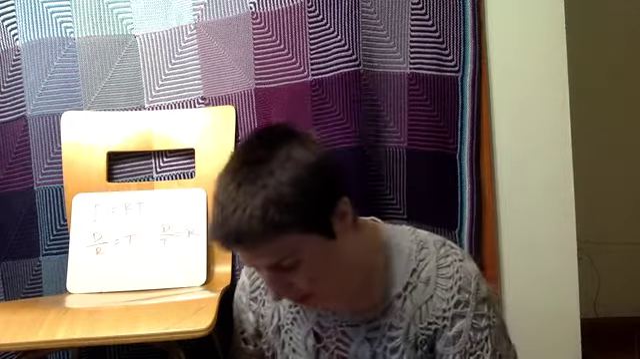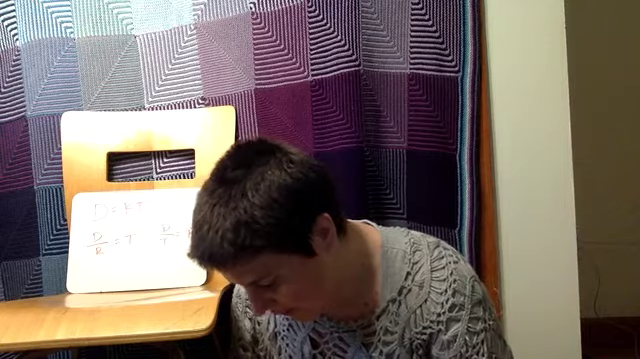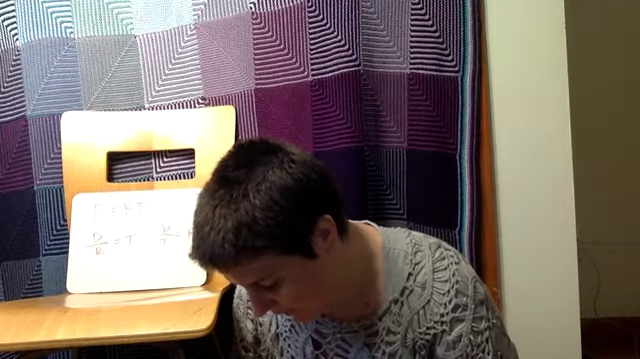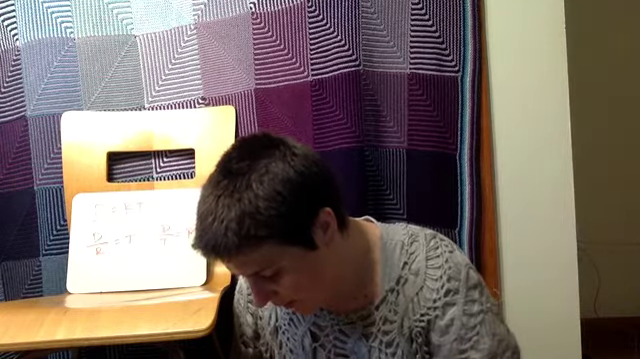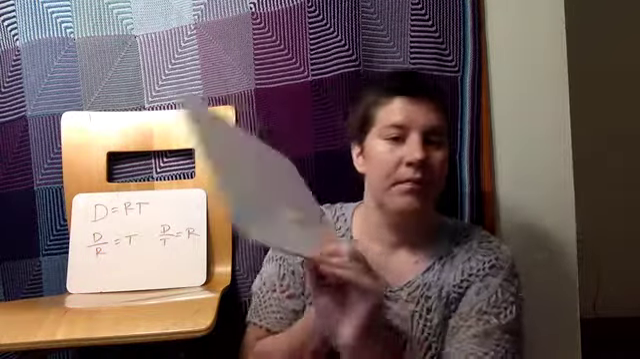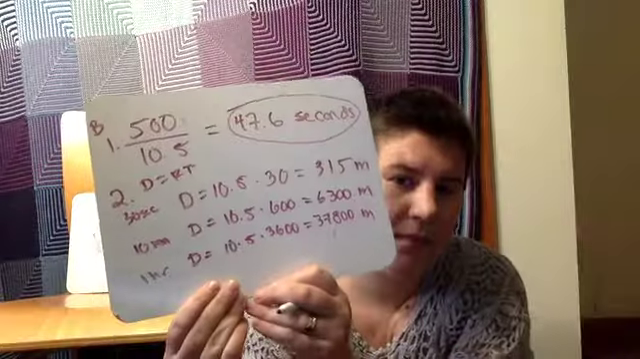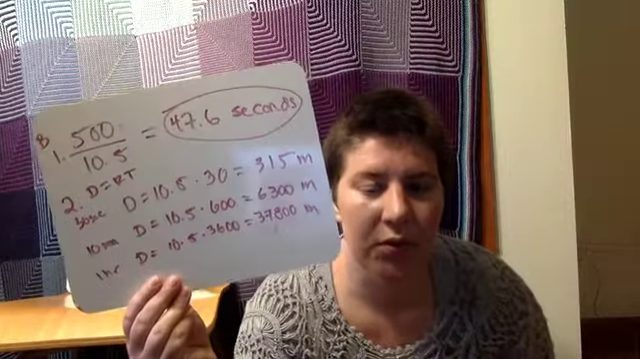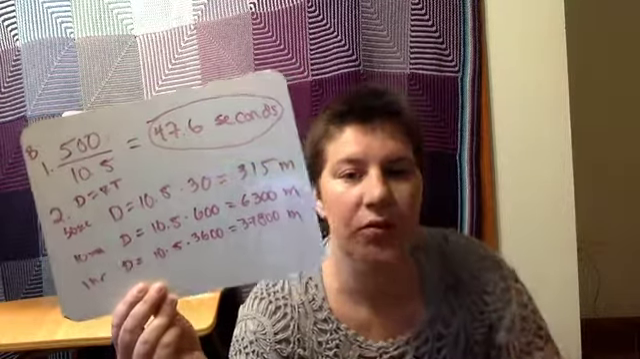And then I'm going to use a calculator. 10.5 times 3,600 is 37,800 meters. Like that. So remember to use units. So this is numbers 1 and 2 for part B.